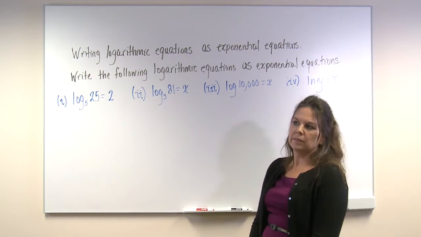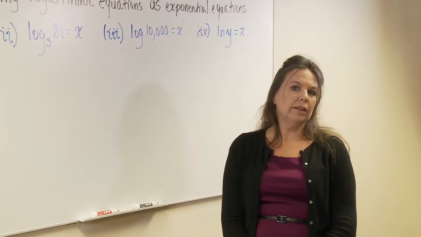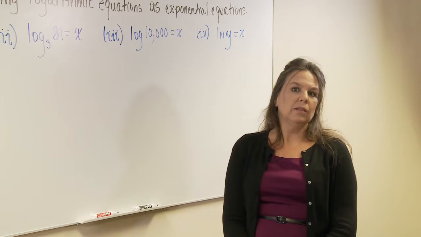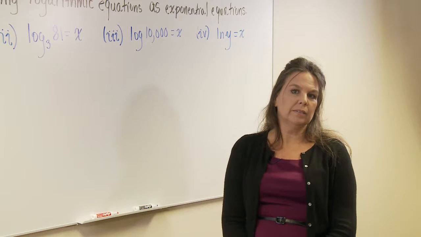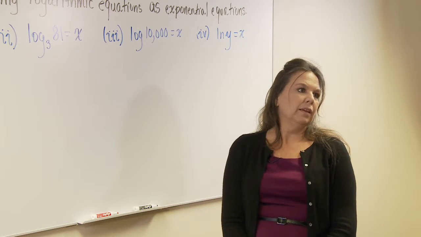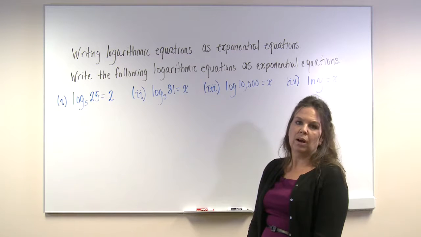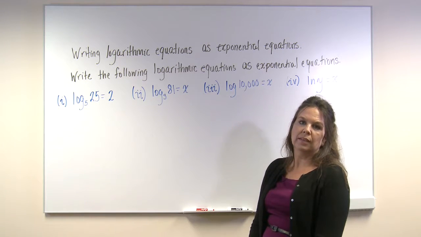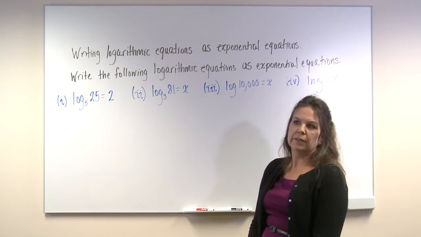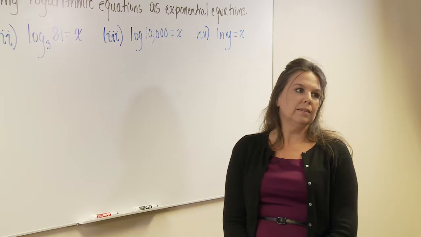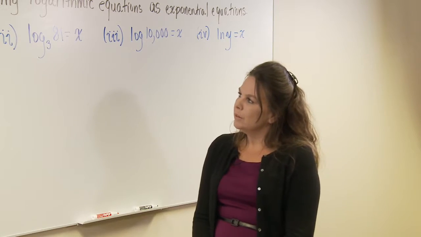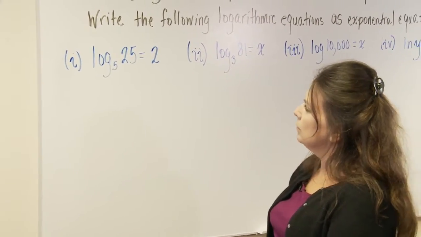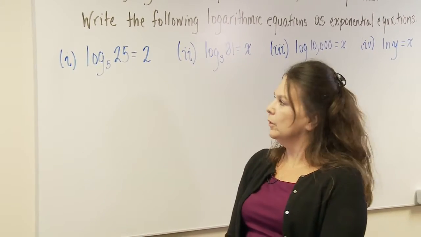So if we have a base that's greater than 0 and not equal to 1, and the function f of x is equal to log base b of x, then the logarithmic equation is defined as y is equal to log base b of x if and only if b to the y is equal to x. So we want to use that idea to write an equivalent exponential equation for the given logarithmic equation.